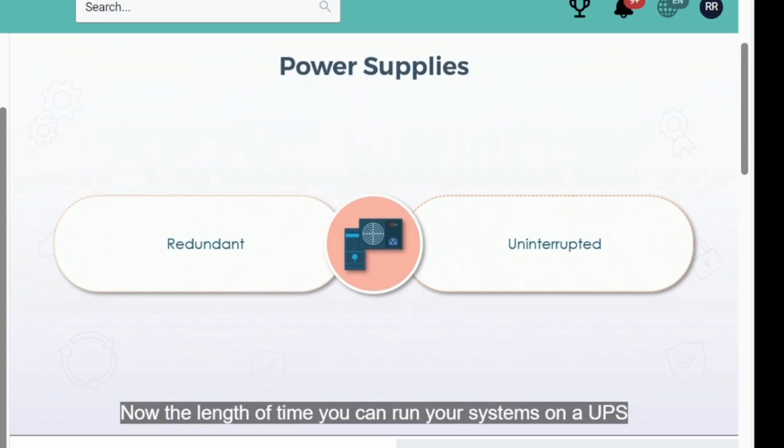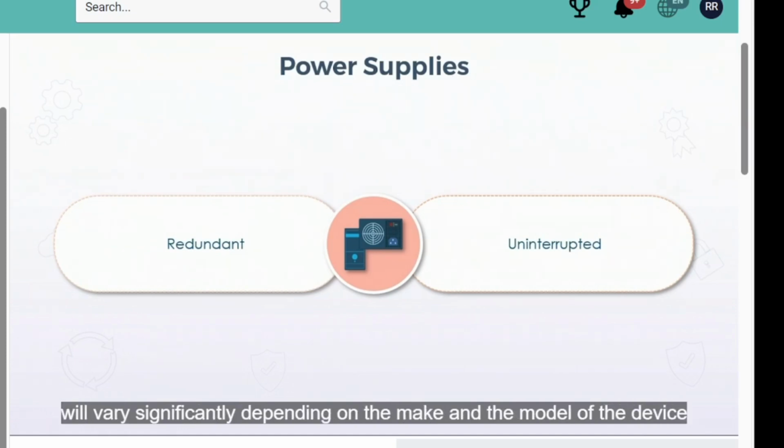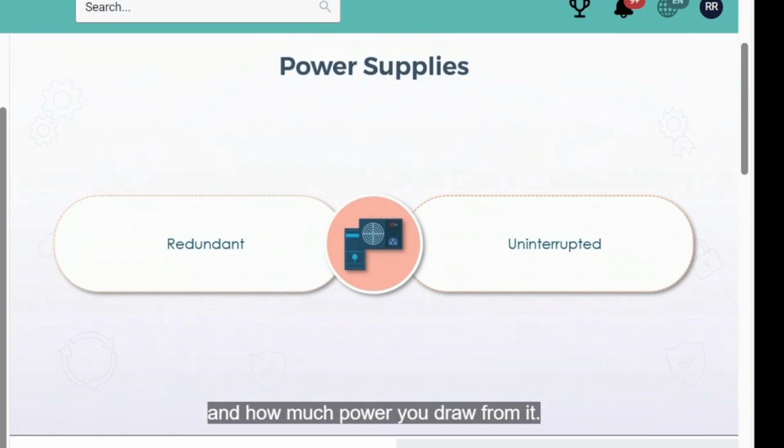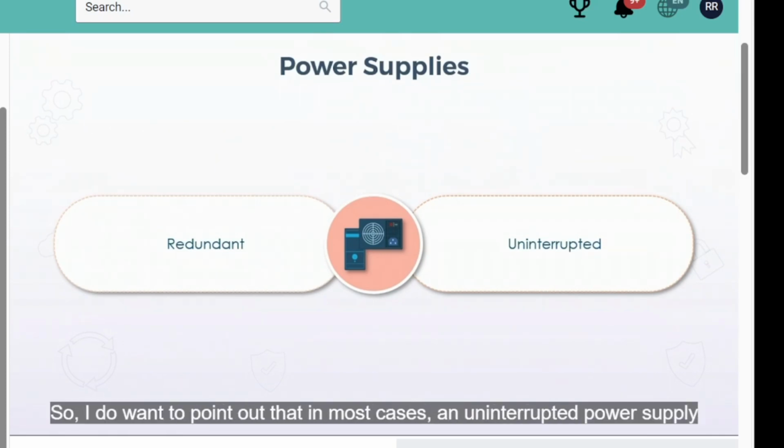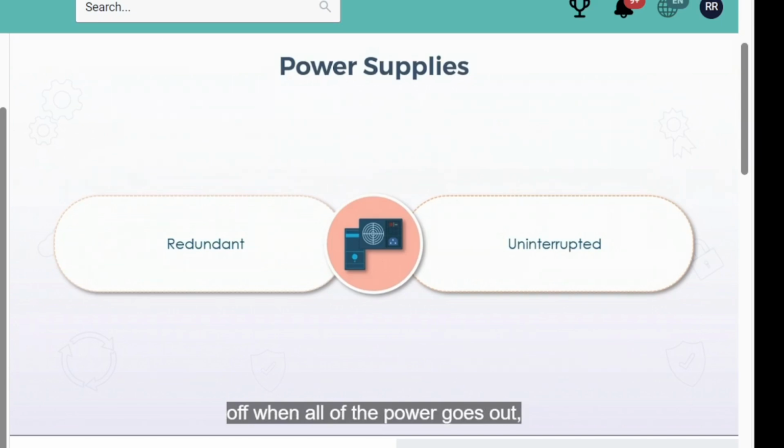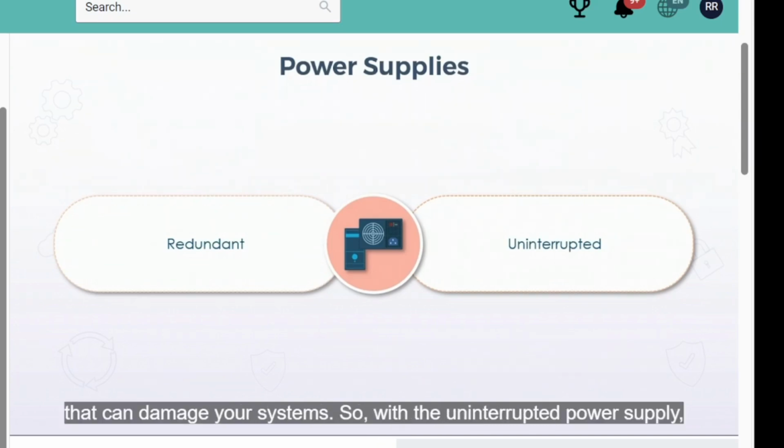Now, the length of time you can run your systems on a UPS will vary significantly depending on the make and the model of the device and how much power you draw from it. So I do want to point out that in most cases, an uninterrupted power supply is usually meant to just give you a little bit of time to gracefully shut down all of your components, as opposed to them just immediately shutting off when all of the power goes out. That can damage your systems.